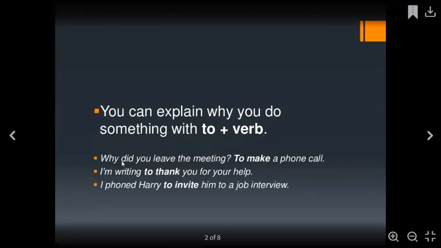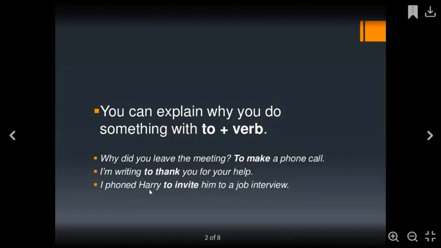El infinitivo to más el verbo nos ayuda a dar una razón o a explicar el por qué hacemos algo, ok? Tenemos ejemplos. Why did you leave the meeting? To make a phone call, ok? El infinitivo es to plus make a phone call. ¿Cómo lo podemos traducir? ¿Por qué te fuiste de la reunión? Y la explicación que doy, to make a phone call, es porque tuve que hacer una llamada. ¿Ok? Tú utilizas el to plus el verbo para dar una razón o para explicar a la persona algo.